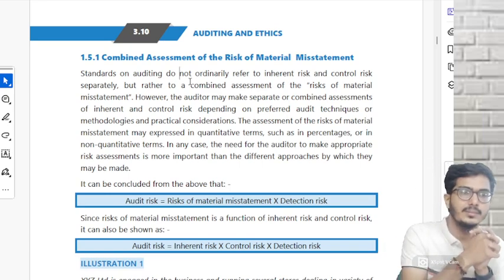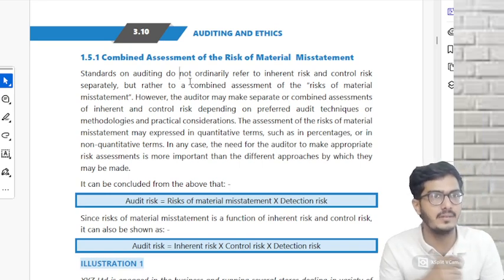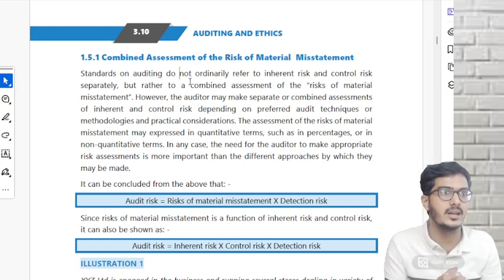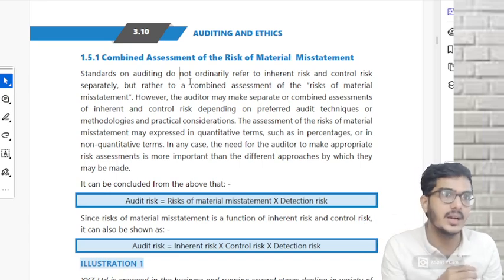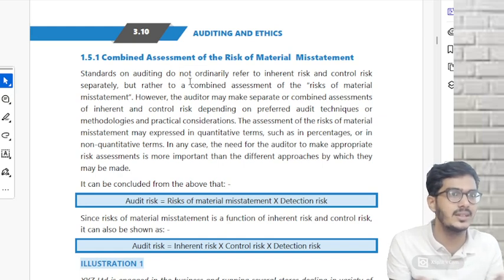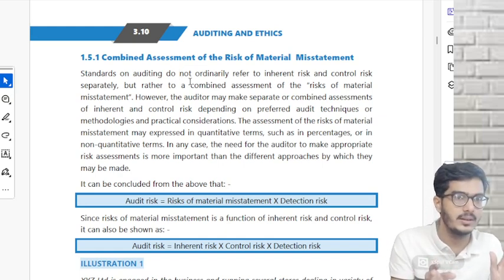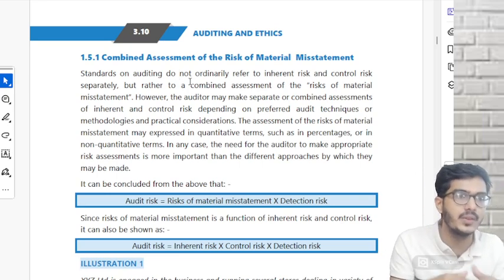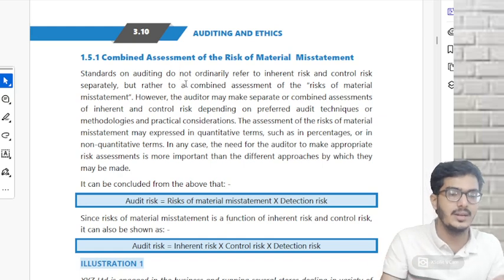So basically, practically, when we start performing audit procedures, we perform separately to identify how much is the inherent risk, and separately to identify how much is the control risk. But if you see SAs, for inherent risk and control risk they have done a combined assessment. But it's not a rule. Even SAs have said, if you want to combine, combine; if you want to separate, separate. So that is what is written here.